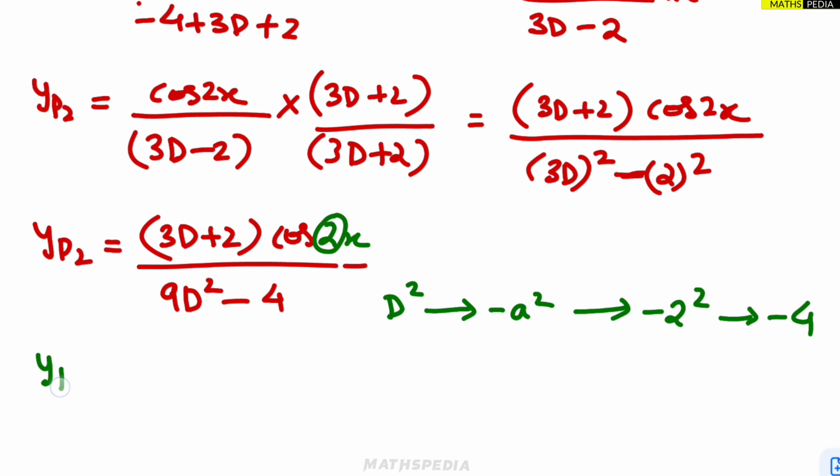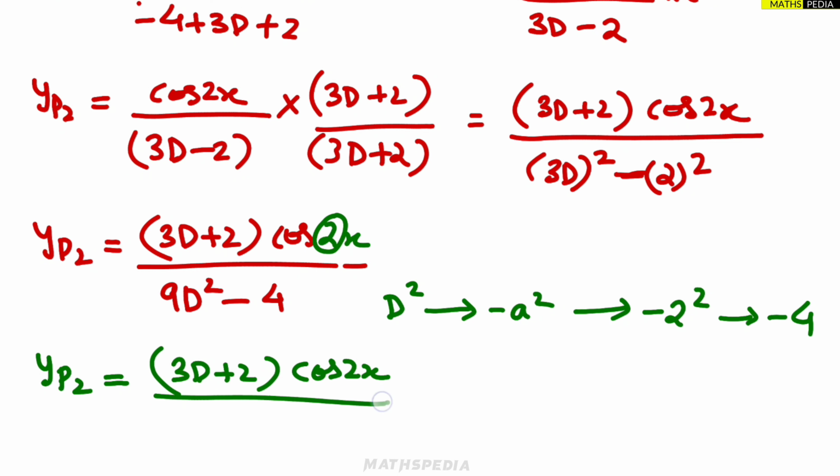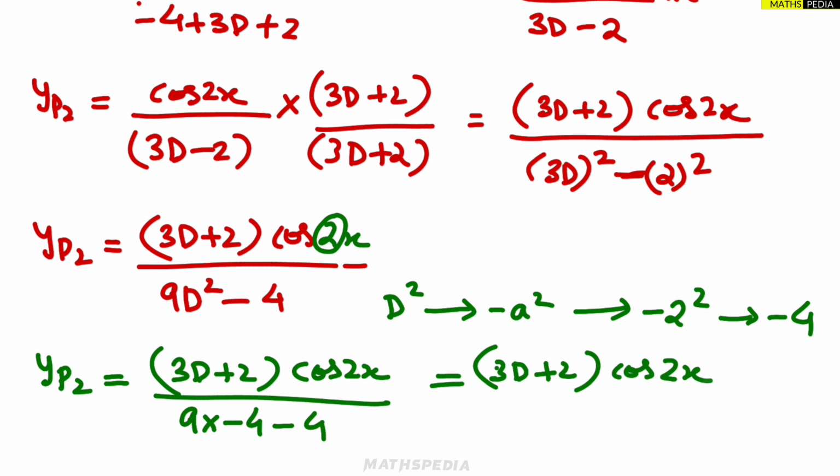So yp2 value will become 3d plus 2 into cos 2x as it is divided by 9 into d square value, which is minus 4, minus 4. So 9 into minus 4 is minus 36. Minus 36 minus 4 is nothing but minus 40. So 3d plus 2 cos 2x divided by minus 40. Now you'll ask me, what about this d value? What are you going to do? Again divide and multiply?